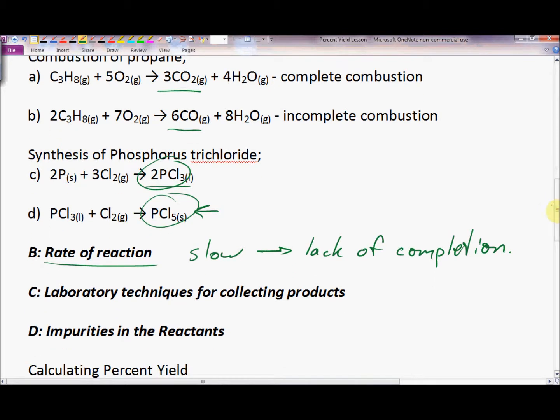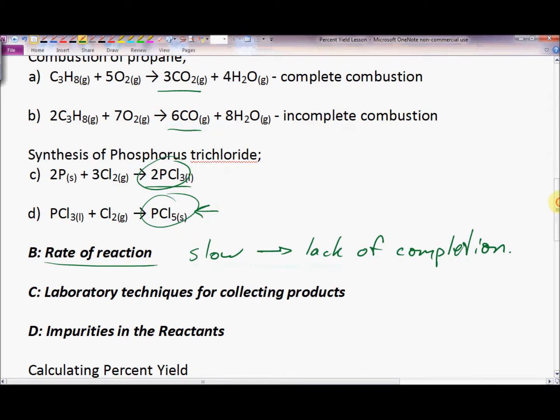Laboratory techniques for collecting products. When we collect products, we have to recognize that sometimes, because of the techniques we're using, some products get left on a stirring rod, or some products get left in another piece of apparatus. Maybe it's not fully measured correctly. It could be any number of reasons, but laboratory techniques can definitely affect the percent yield.